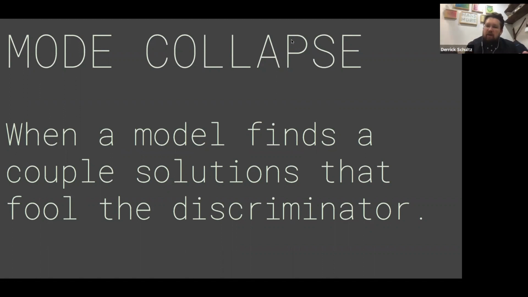I describe mode collapse like this: again, if you think back to that forger and the bank teller scenario, imagine the bank teller had a stroke and can't really see images at all, and anything the forger draws tricks the discriminator. The forger's like, cool, my job is done.